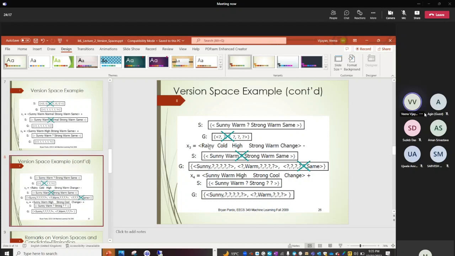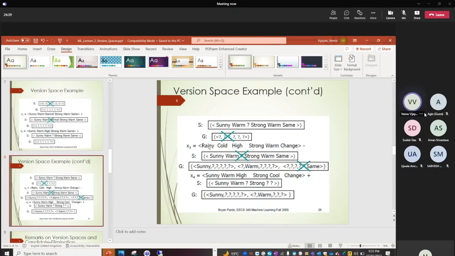And strong is strong. The third case also is strong, right? So we don't have to compare. Warm is warm. Same and change. There also there is a change here. First case is change. Our hypothesis was question mark.